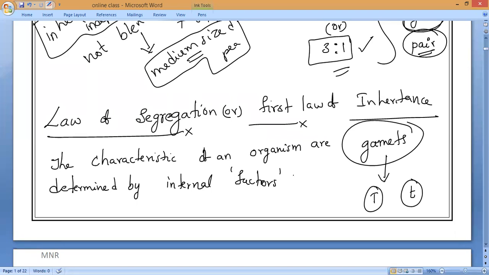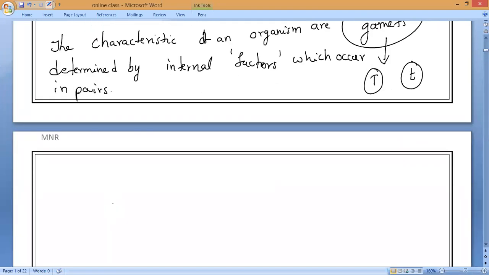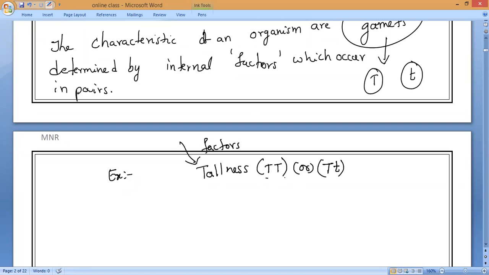Internal factors which occur in pairs. Now, what is the meaning of this sentence? For example, tell me tallness. What is the meaning of tallness? Tell me, all of you. What is the factor pair? Either capital T or small t. That is only factors, guys. So factors always appear to be how? Check it here. It appears to be a pair.